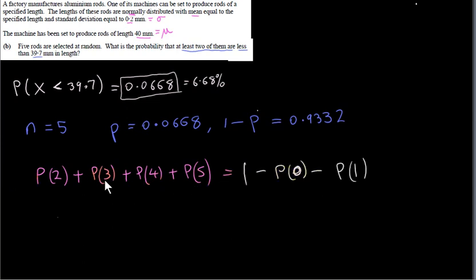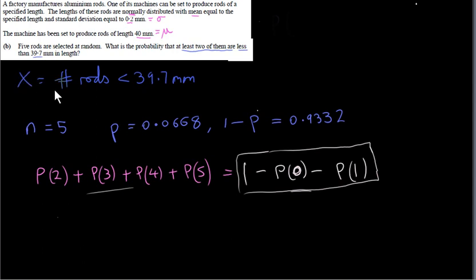So there's two ways we can do the problem. We can either do this calculation on the left, which involves evaluating 4 probabilities, or we could do this calculation on the right, which involves evaluating just 2 probabilities, P0 and P1, and subtracting from 1. So I will actually do this calculation here because it's a bit quicker. So P0 is the probability that no rods have lengths less than 39.7, and P1 is the probability that exactly one rod, exactly one, has a length less than 39.7 millimeters in length.